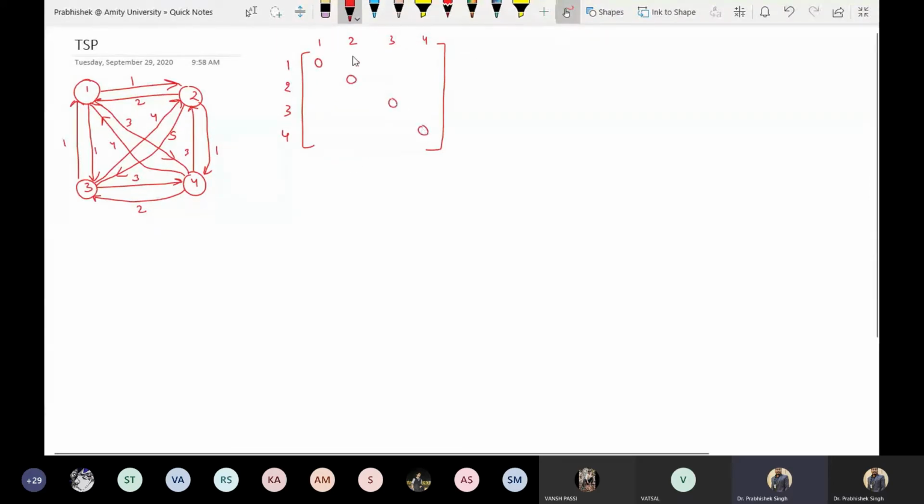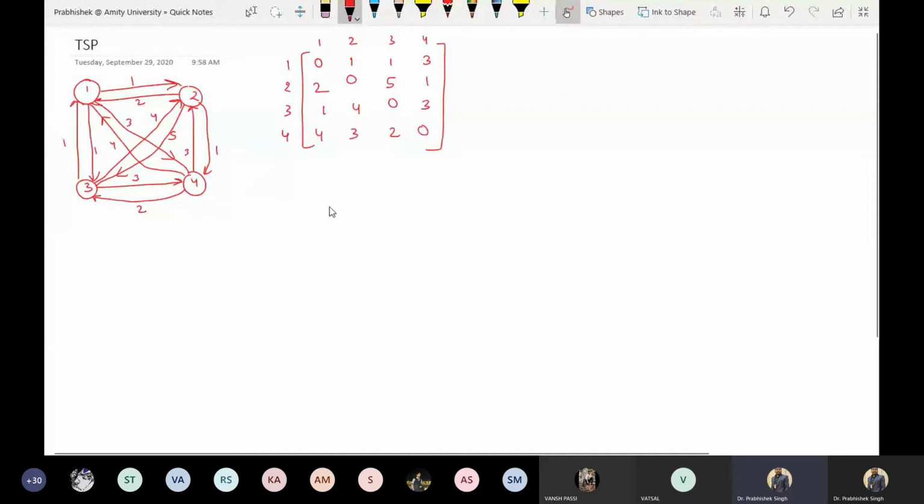What is the distance from 1 to 1? It is 0. From 1 to 2 it is 1, and so on for the remaining entries, and 4 to 3 is 2. So this is a matrix. Using this matrix, you can easily understand the distances between the two nodes.